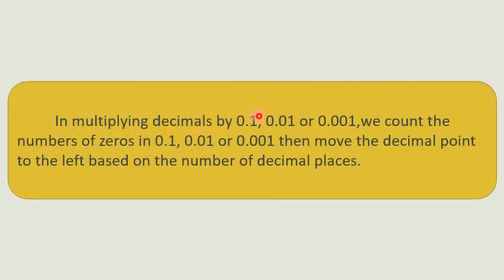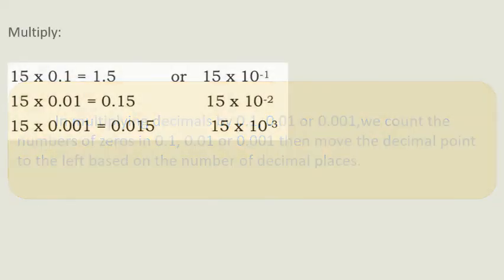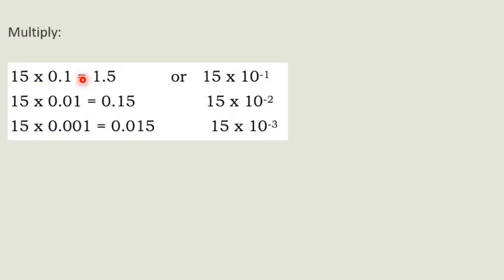In multiplying decimals by 1/10, 100ths, 1,000s, we count the numbers of zeros in 1/10, 100ths, and 1,000s. Then move the decimal point to the left based on the number of decimal places. So, ito naman, ang iba naman to doon sa kaninang 10 times, 100 and times 1,000. For example, we have this one. So, halimbawa, yung 15 multiply natin sa 1/10.